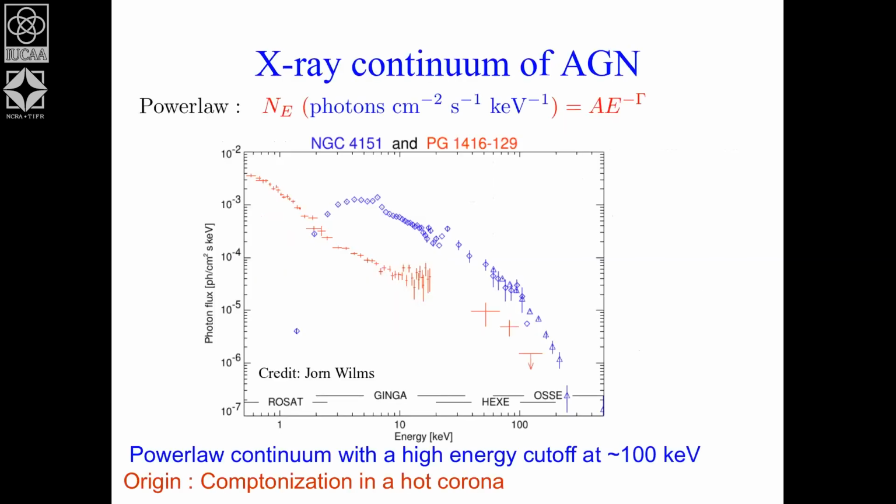Okay, so observationally, how does the X-ray spectrum looks like? How much time I have? I think Gulab, you could continue for about 10 minutes or so, 10, 12 minutes.